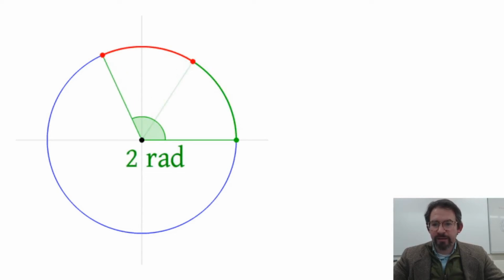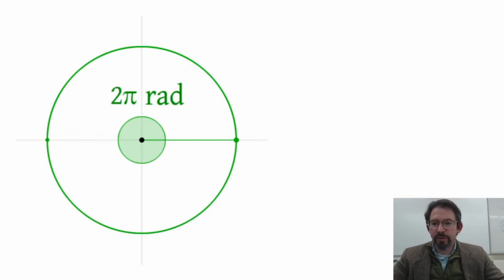If I have 2 radians, it's a little less than 120 degrees. 3 is a little less than 180. But pi radians is exactly half the circle. So to have a whole circle, we would need to have not pi radians, but 2 pi radians. And that's how we define the radian.